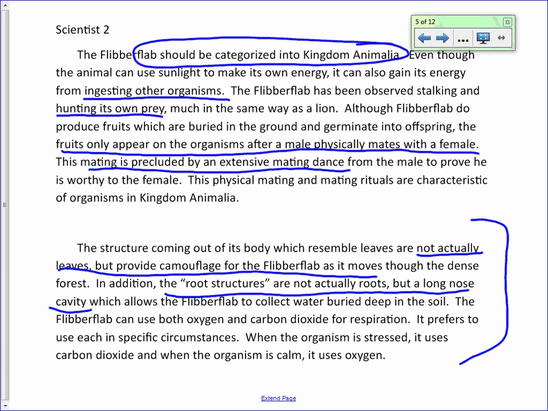All right, and then he makes one last point about the whole oxygen carbon dioxide thing. Remember, scientist 1 said this must be a plant because it used carbon dioxide when we had it in the lab. It refers to the specific circumstances: the organism itself includes carbon dioxide when stressed, and when calm, oxygen. Excellent. All right, so when it's stressed, it uses CO2, and when it's not stressed, it uses oxygen. So again, he's kind of defending that evidence and trying to play defense.